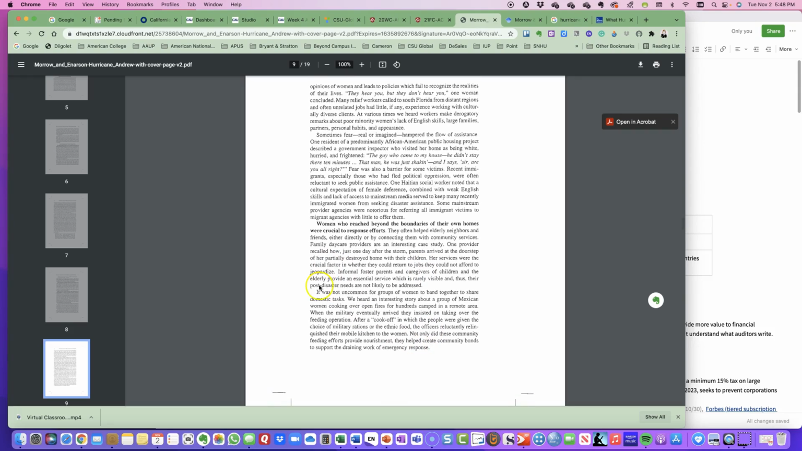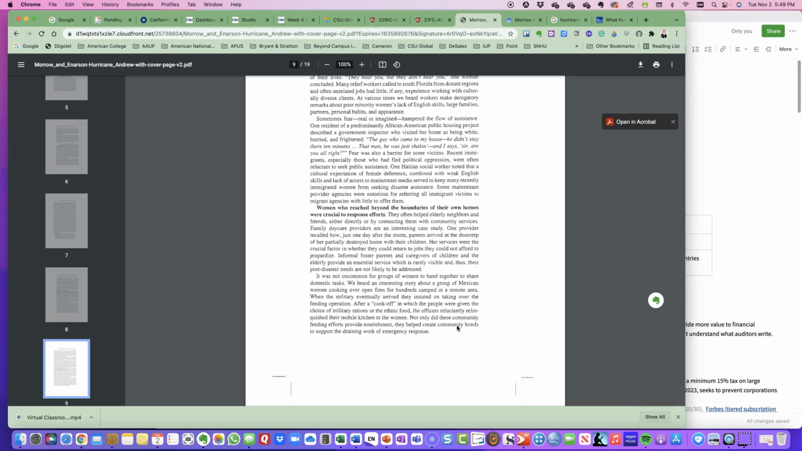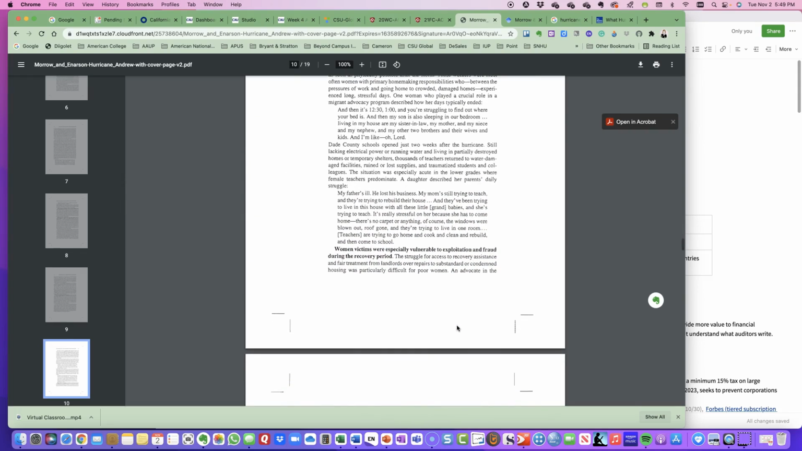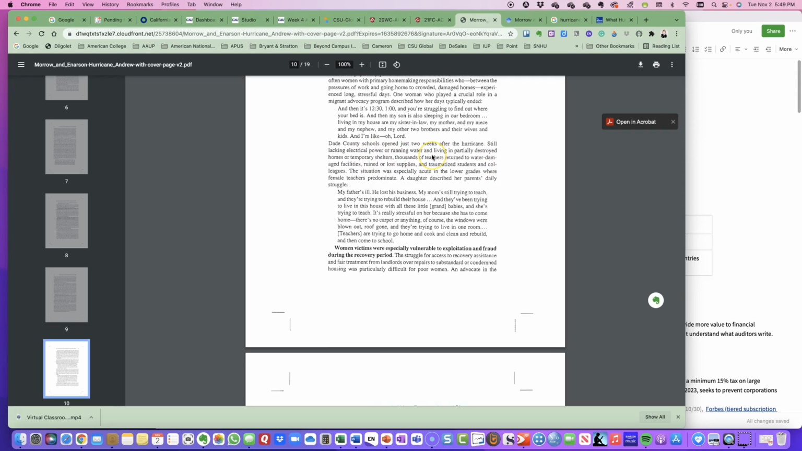I remember that. And it was not uncommon for groups of women to band together and share the domestic tasks. For example, Mexican women were cooking over open fires for hundreds of people camped in a remote area, and after the cook-off, they were given a choice of some rations of the food. It was just a very hard time. Just imagine all the creature comforts that we have: electricity, running water, your home.